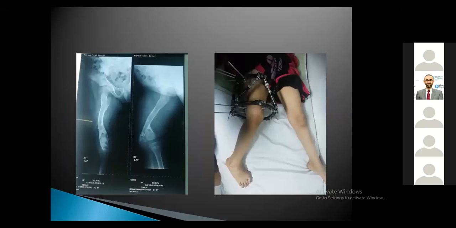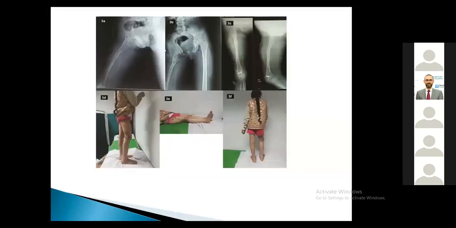This is about the question which was asked to my colleague Sabit, about what to do. If you use an external fixator, it can simultaneously correct the rotation, lengthening, and angulation. This patient, after correction by TSF, the limb length discrepancy was corrected. Internal tibial torsion was corrected.